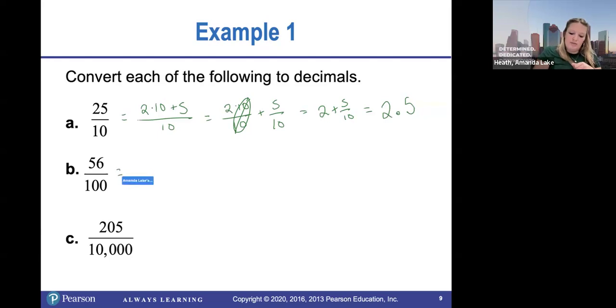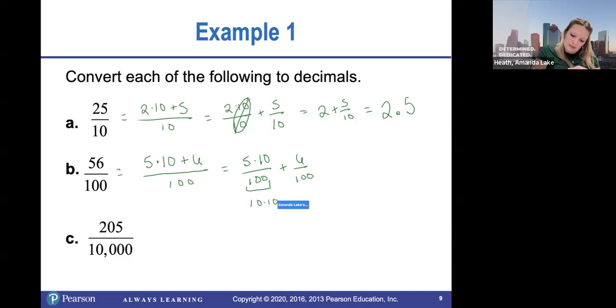Okay, we can do the same thing here with 56. So 56 is just 5 tens plus 6 ones over 100. And I can split this up. I've got 5 tens over 100 plus 6 over 100. And 100 is the same as 10 times 10. So I can take one of these tens and cancel it. So I'm left with 5 tenths and 6 hundredths, which is 0.56.